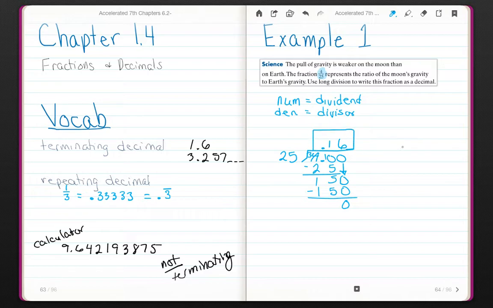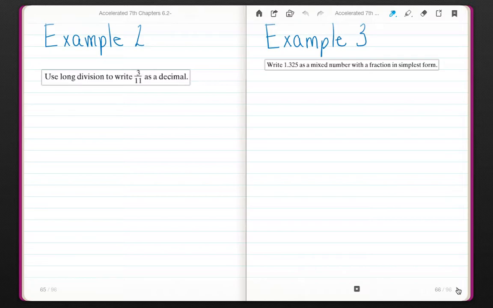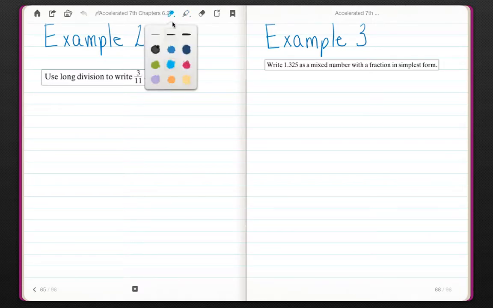So 0.16, this is an example of a terminating decimal because I don't have anything else. I have 0 left. I don't need to add another 0 and bring it down. I am finished. So let's take a look here at example 2. Let's use long division to write 3/11 as a decimal.